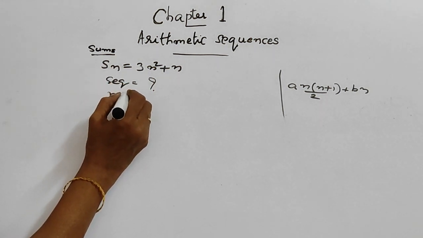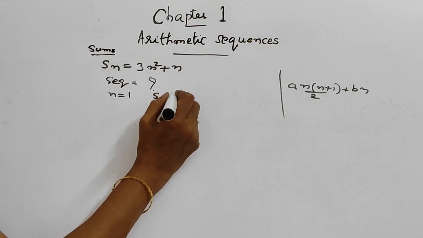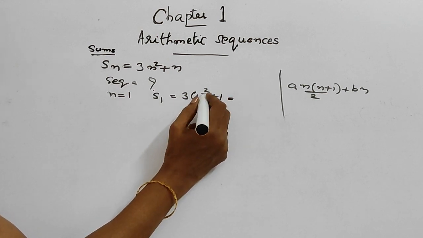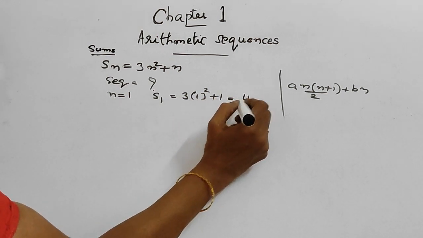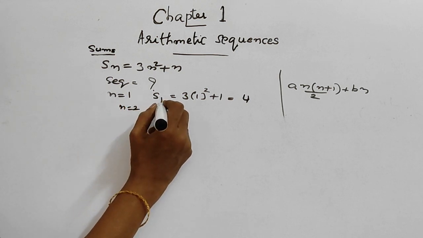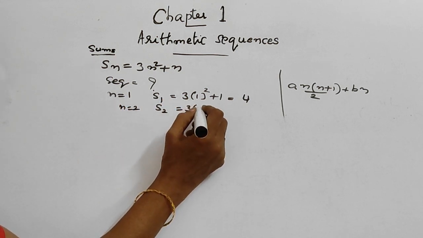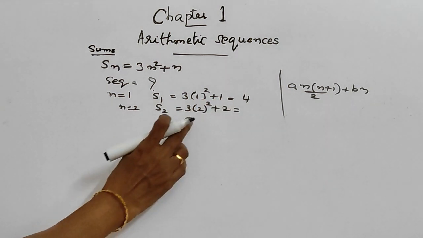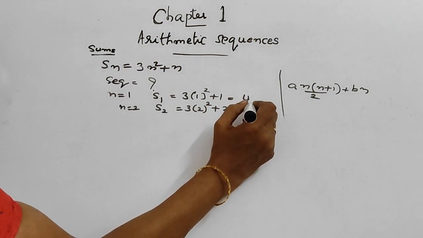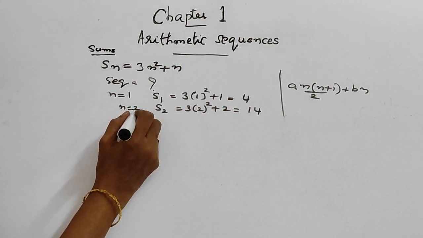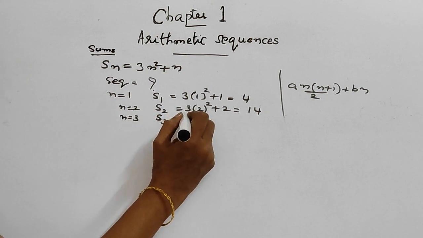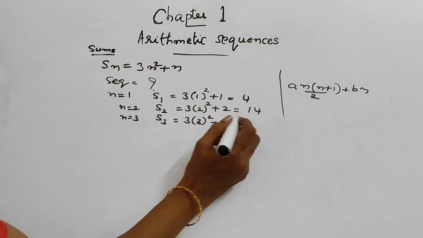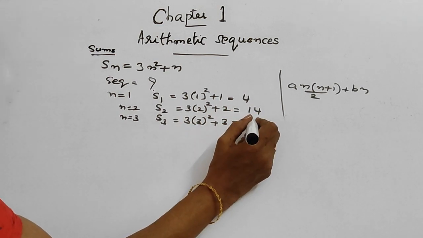Substituting n is equal to 1, S1 is equal to 3 into 1 square plus 1. That is, 1 square is 1, 3 into 1 is 3, plus 1, 4. N is equal to 2: S2 is 3 into 2 square plus 2. 2 square is 4, 4 threes are 12, 12 plus 2, 14. Substitute n is equal to 3: 3 into 3 square plus 3. 9 threes are 27, plus 3, 30.